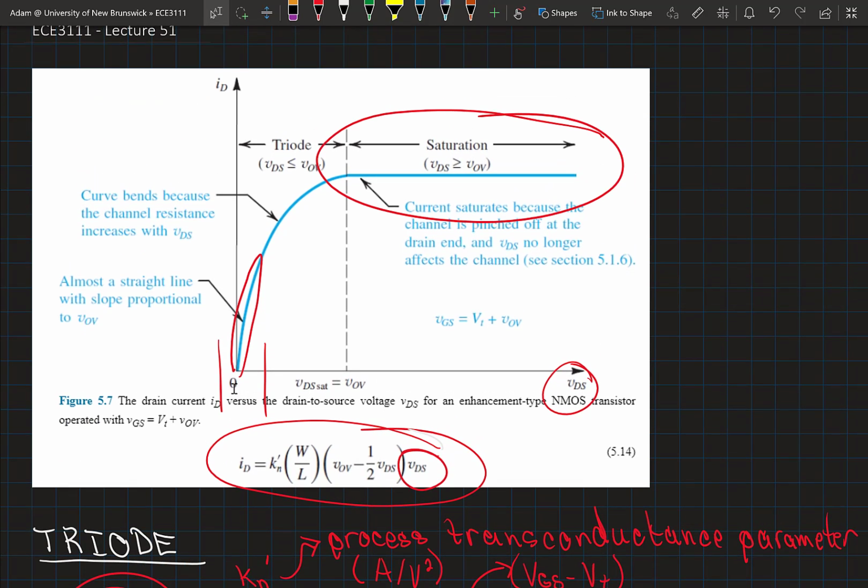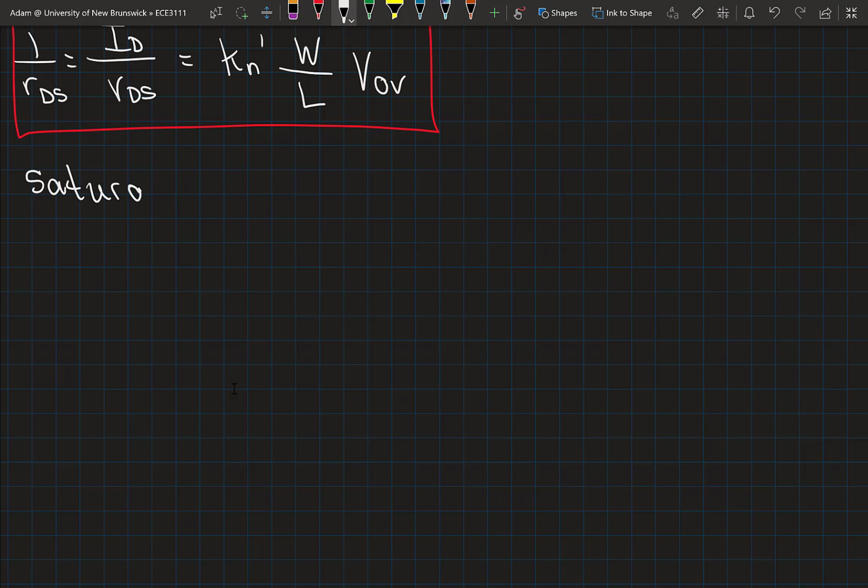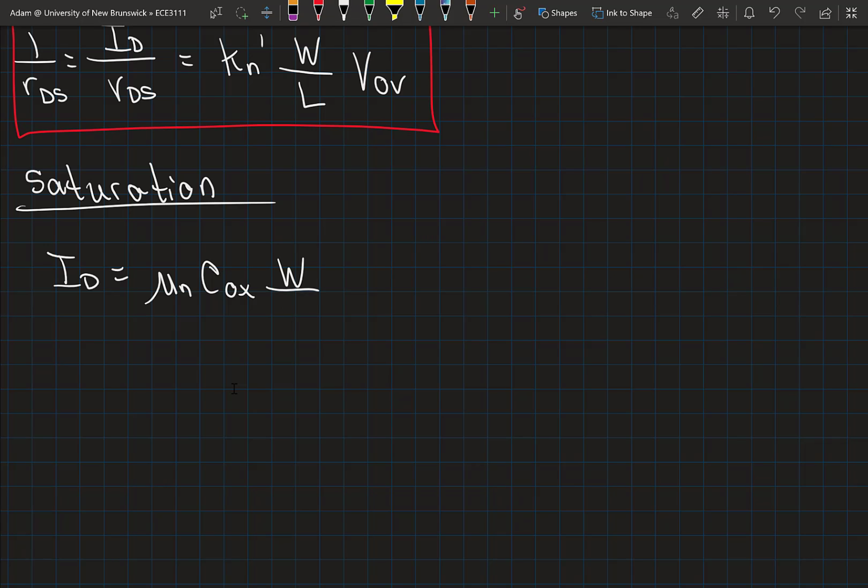Okay, let's talk about the saturation region of operation now. If we look at the saturation region, and have a look once again at the general form of our equation, I'm going to write this out just to remind you what it's made up of. We'll even sometimes see this whole term written as a transconductance parameter Kn, rather than just a process transconductance. This is known as the transconductance parameter.